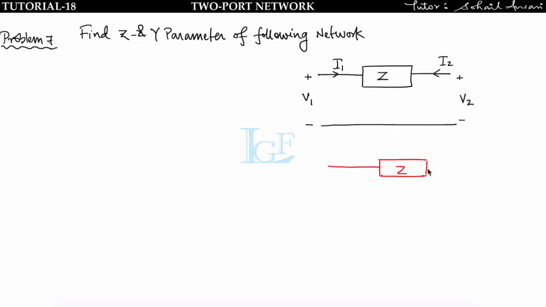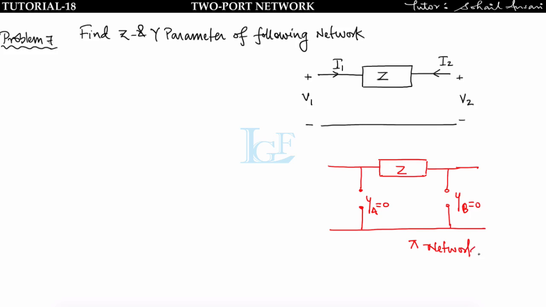This is Z, this is having infinite impedance, means YA is equal to 0. And this is also having infinite impedance, so it will be open circuited, means YB is equal to 0. So in this way we can represent the above network by a pi network. Now apply the formula whatever we got in the pi network.